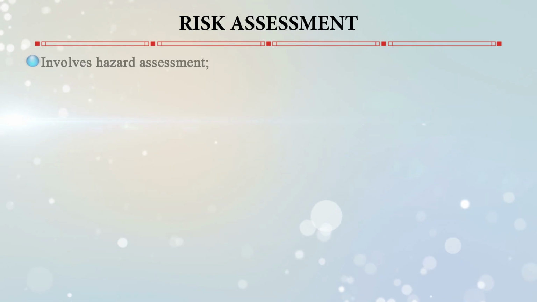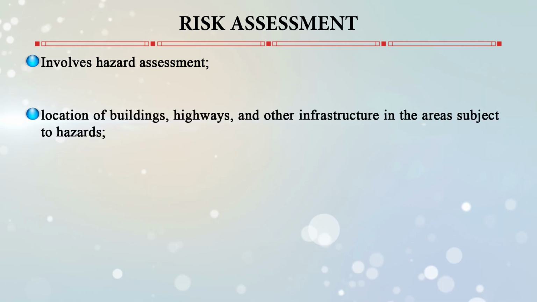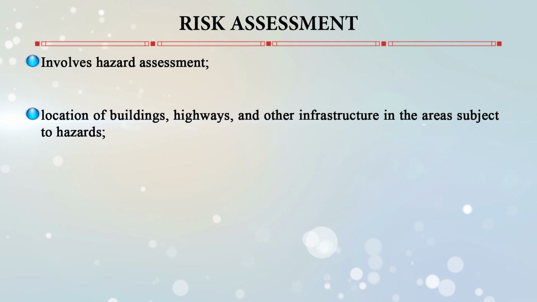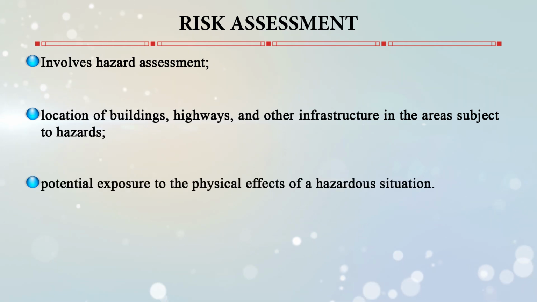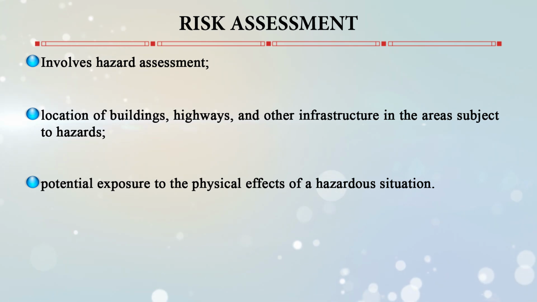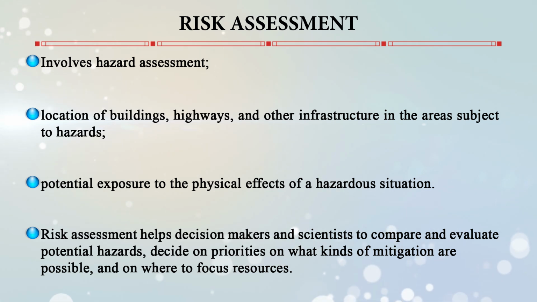Risk assessment. This involves hazard assessment. By this process, we can actually locate the buildings, highways and other infrastructure in the areas subject to the hazards. We can also assess the potential exposure to the physical effects of a hazardous situation. This risk assessment procedure helps the decision makers and scientists to compare and evaluate the potential hazards, decide on priorities on what kinds of mitigation are possible and on where to focus the resources. So all these form a part of the hazard and risk assessment process.